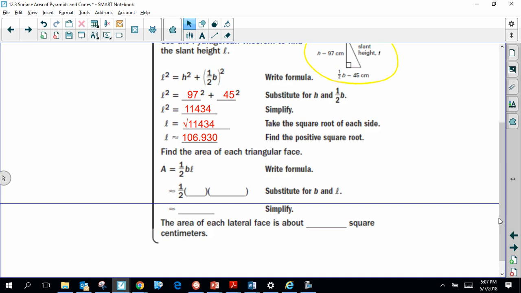So now we can use that lateral height to find the area of one of the lateral faces. So 1/2 times the base times the height, or in this case the lateral height, will give me 1/2 times 90 times that 106.9 number, which works out to be just under 4112 square centimeters. So 4111.845 square centimeters as an approximate number.